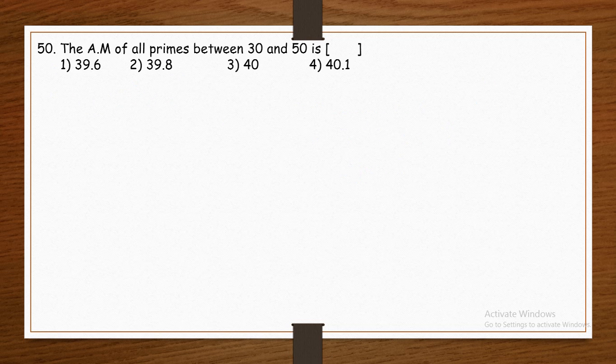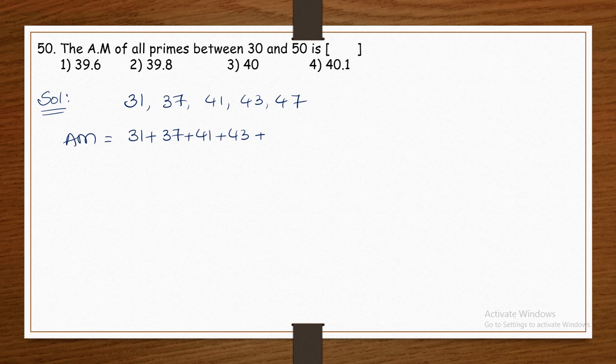The AM of all primes between 30 and 50 is. So first of all we need to know what are the prime numbers that lie in between 30 and 50, right? So let us see the prime numbers: 31, 37, 41, 43, 47. So these are the 5 prime numbers that lie in between 30 and 50, right? Now let us see the arithmetic mean. So arithmetic mean is given by sum of observations by number of observations. So sum of observations means 31 plus 37 plus 41 plus 43 plus 47 all divided by 5.